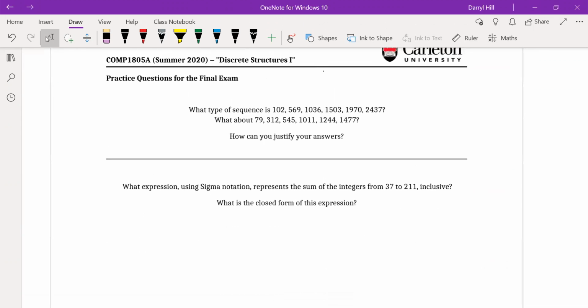What type of sequence is 102, 569, 1036, 1503? It's quite easy, right? I take 569 minus 102, and that should equal 1036 minus 569. I should do that for each of these, and they should have a common difference. If not, then it's not an arithmetic sequence.